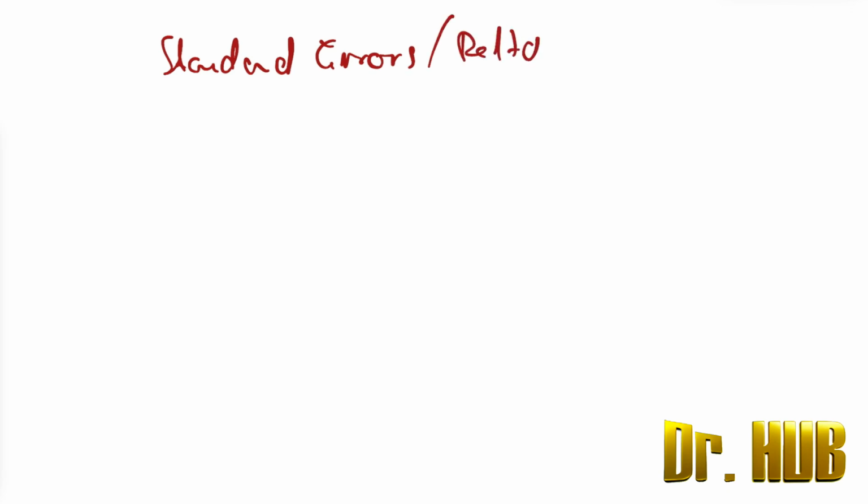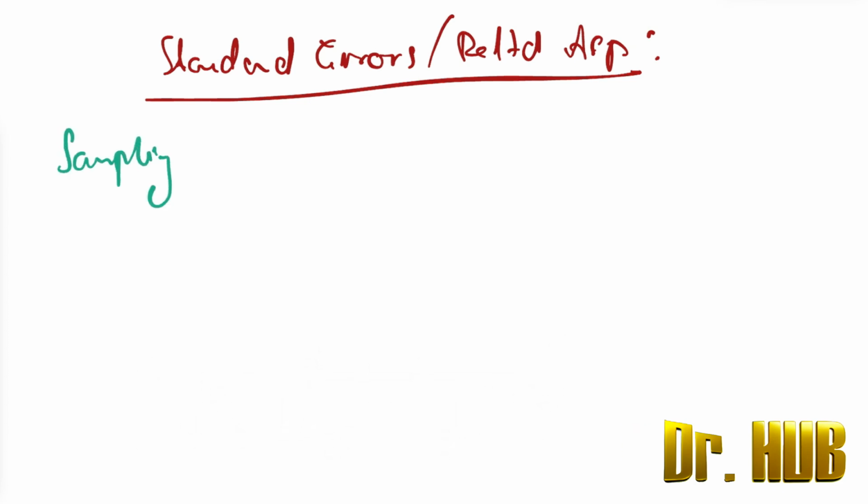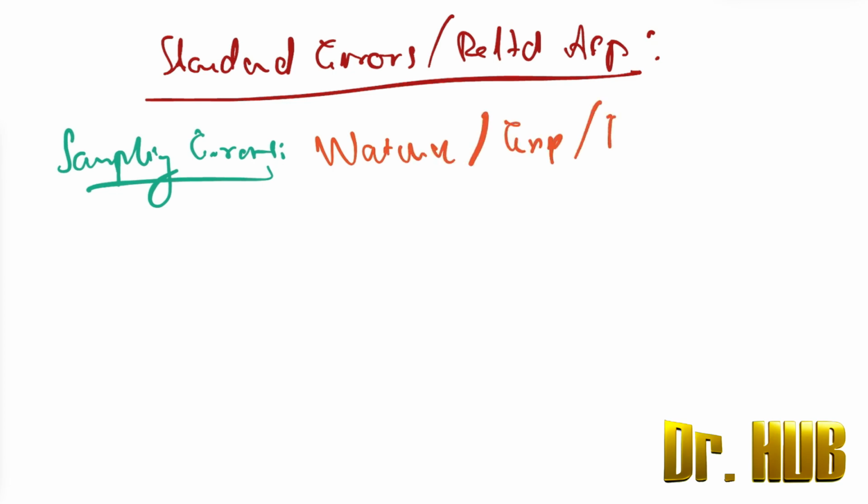Today we'll look at the standard errors and the related aspects. First, we will look at sampling errors. They are the natural, expected random variations of data, and they are not errors per se. Hence, the mean of the sample always differs from the mean of the total population.